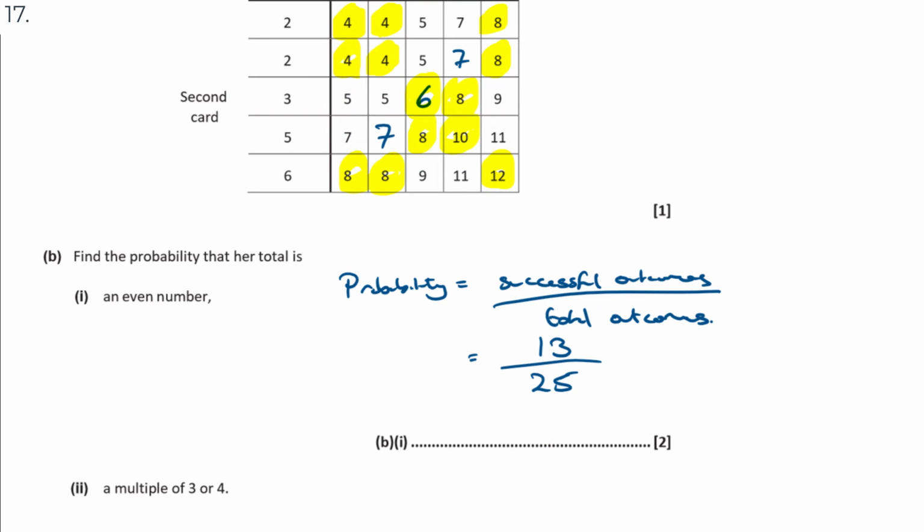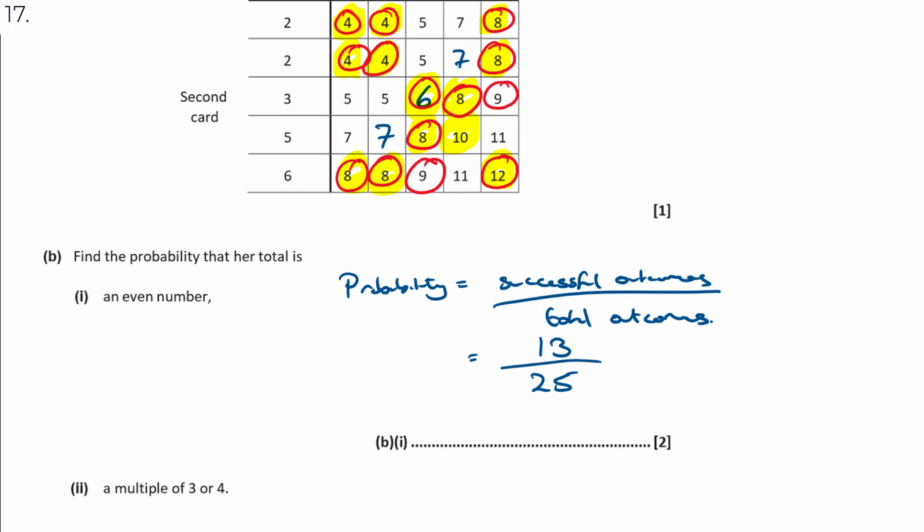Part 2 says a multiple of 3 or 4. Because I've already highlighted last time, I'm just going to ring the numbers this time. So I'm going to ring the multiples of 3 or 4. 4 is a multiple of 4, 5 and 7 aren't, 8 is a multiple of 4. Those are multiples of 4. That's a multiple of 3, that's a multiple of 3, and the others are multiples of 4 or 3. Is that all of them?